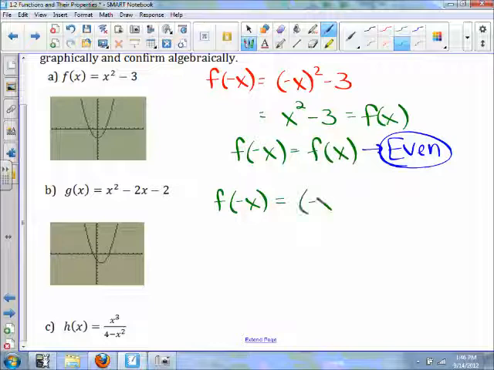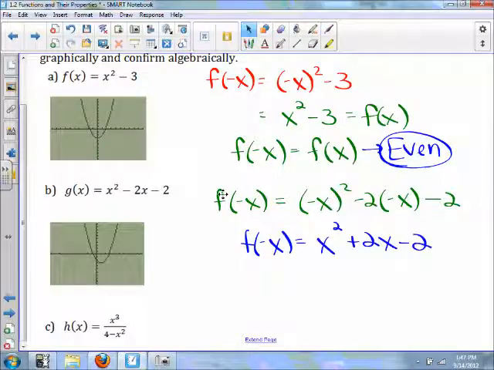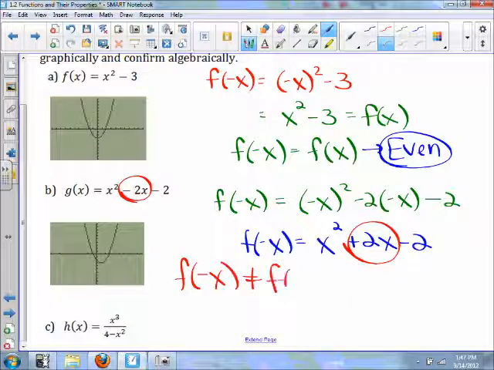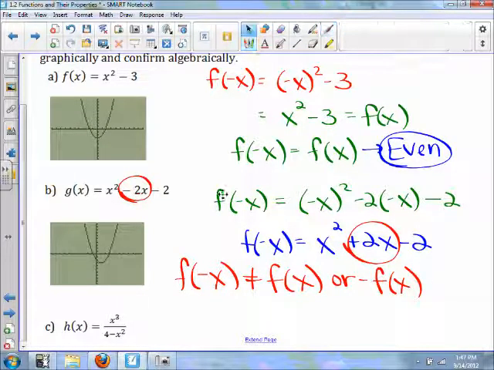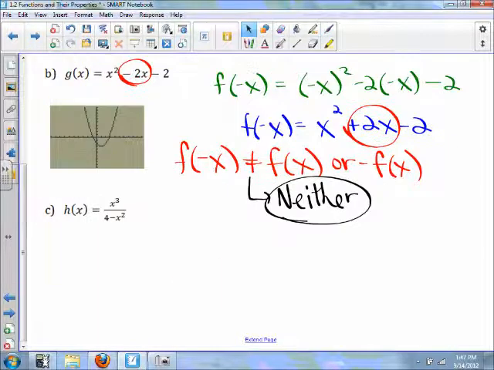f of negative x equals negative x squared minus 2 times negative x minus 2. Well, that means f of negative x will equal x squared plus 2x minus 2. In order for this to be an even function, this needs to be exactly the same as this. So f of negative x does not equal f of x or negative f of x. So this one will be neither. It's neither even nor odd.